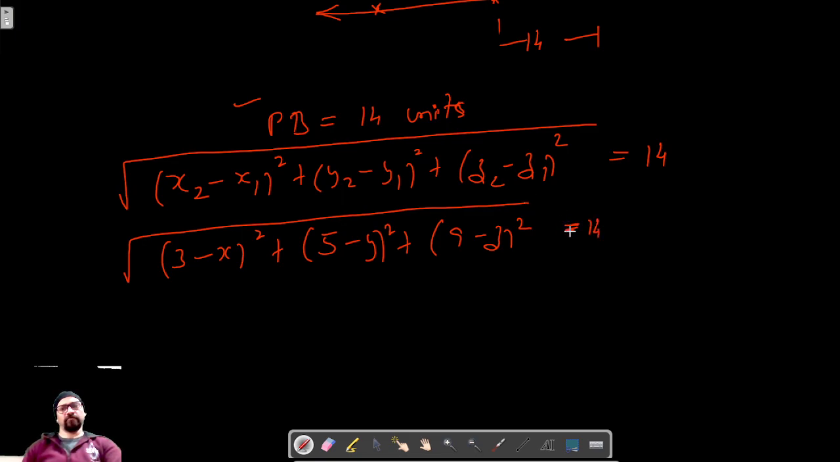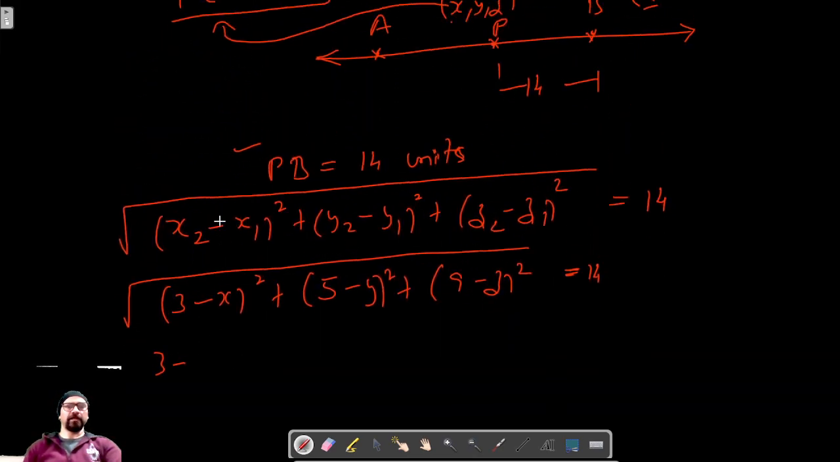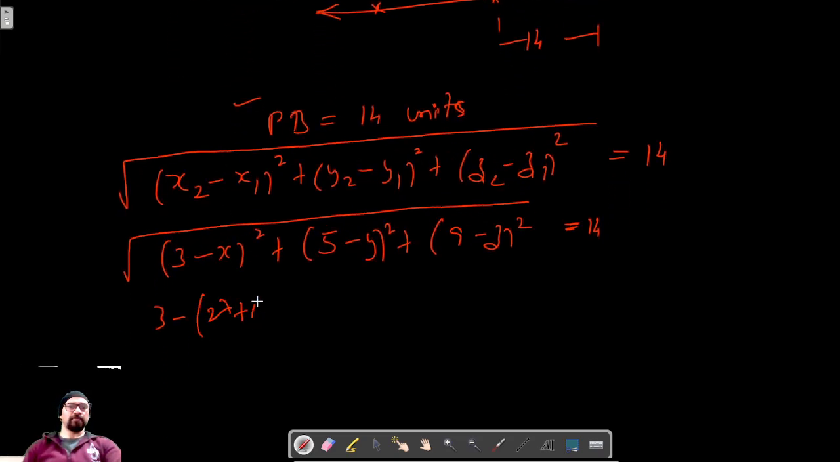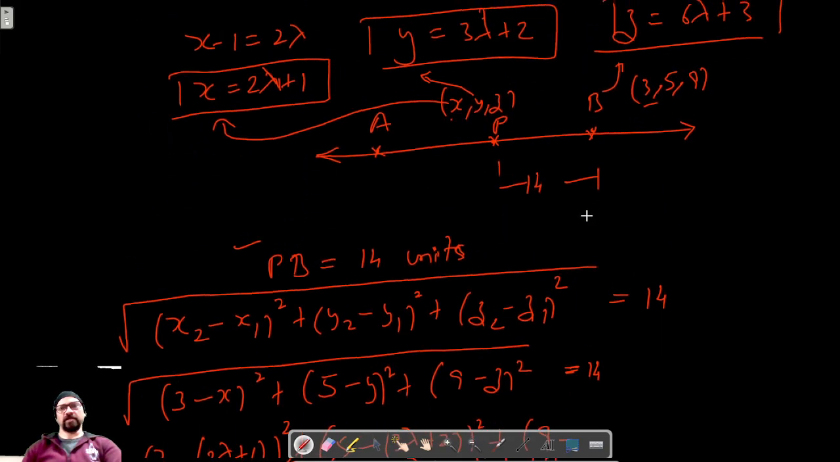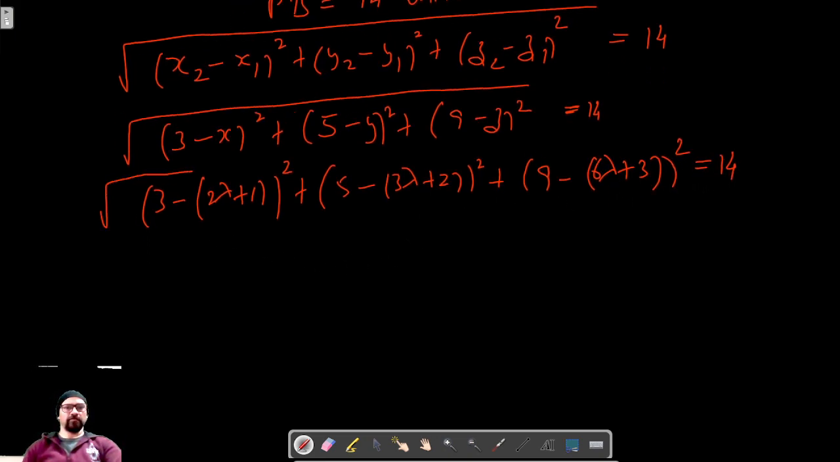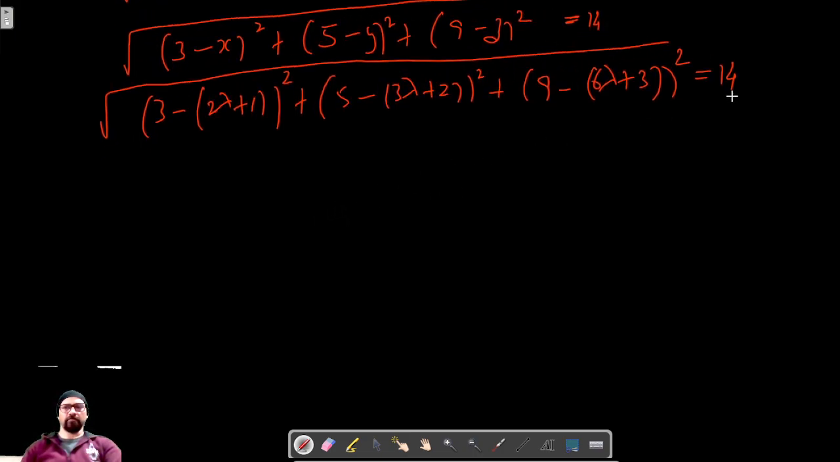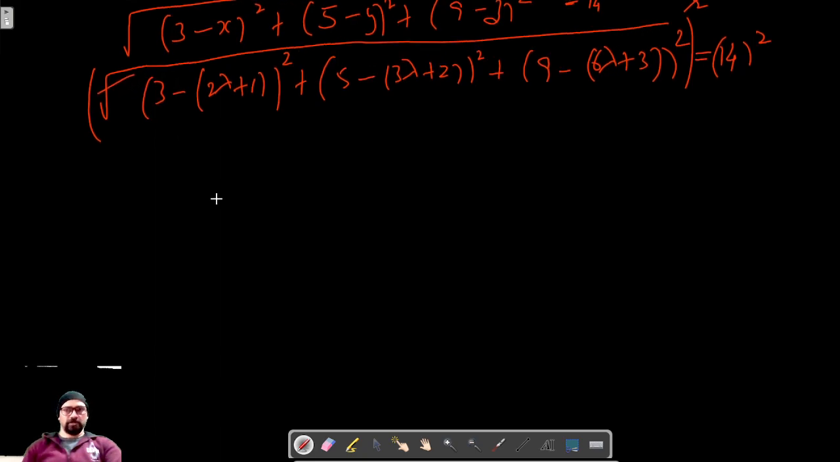Now for some value of lambda, this x, y, and z are these. So let's put the value of x in terms of lambda. This is 3 minus, this is 2 lambda plus 1, the whole square, plus 5 minus y, which is 3 lambda plus 2, the whole square, plus 9 minus z, where z is 6 lambda plus 3, the whole square, is equal to 14, and this whole thing is under root. We can remove the root by squaring on both sides. So squaring on both sides will take off the under root sign.